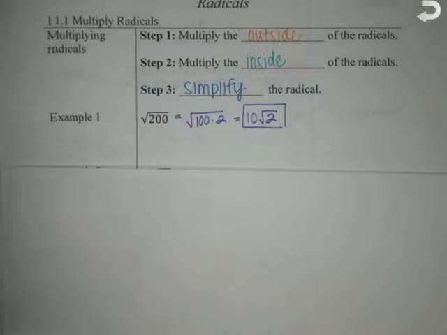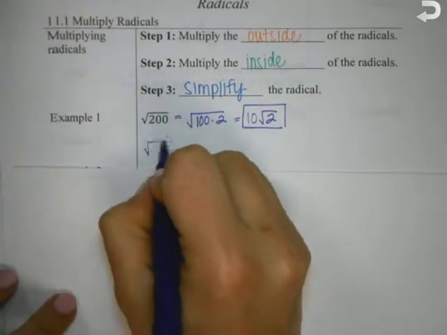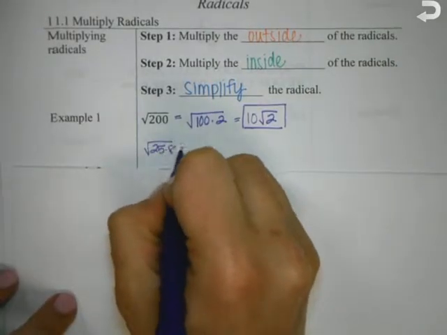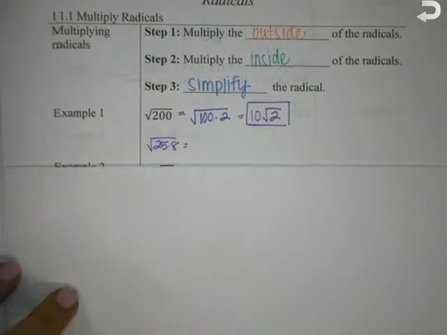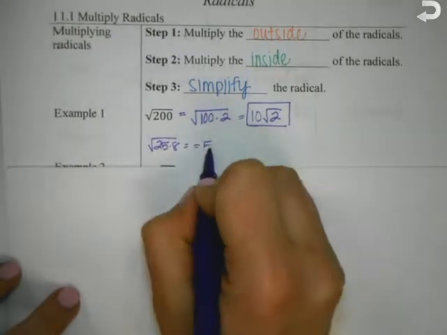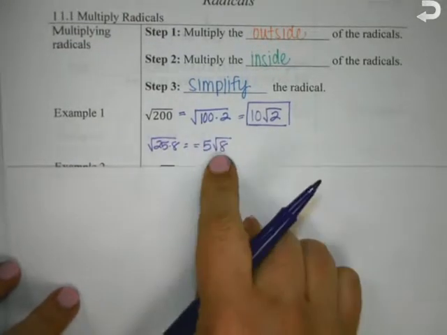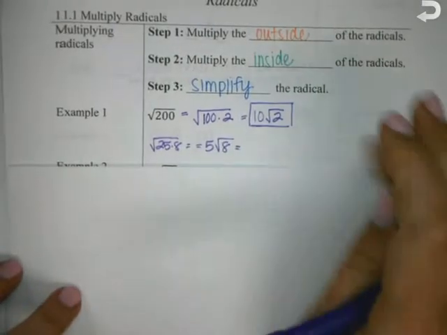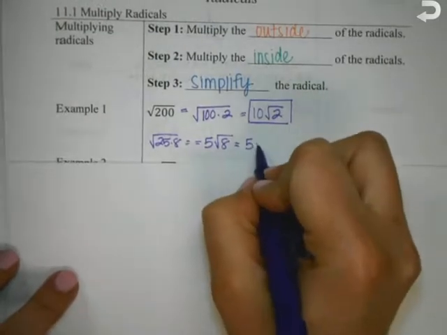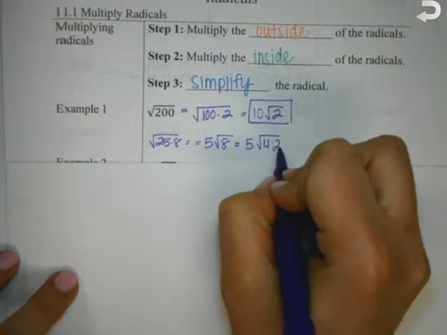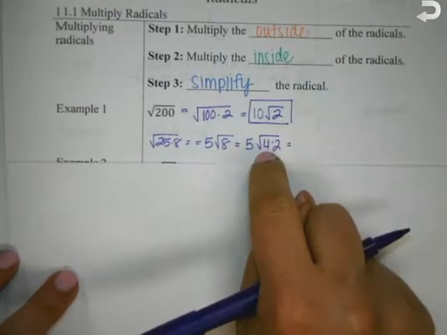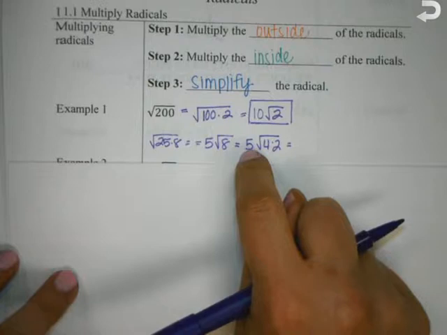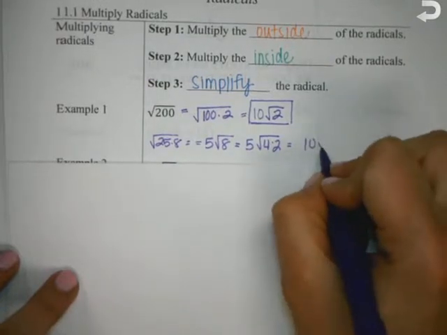What if I had split it up 25 and 8? So this would have been the square root of 25 times 8. What's the square root of 25? 5. So this would have been 5 root 8. But can I simplify the square root of 8 some more? Yeah, it breaks down to 4 and 2. So this would be 5 times 4 times 2. And what's the square root of 4? 2. And 2 times 5 is 10. So it would still be 10 root 2.